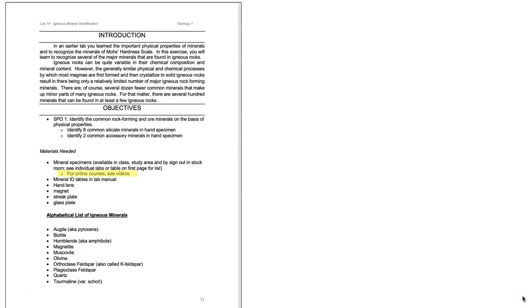Now, unfortunately, because we're doing an online class, you're going to have to do this through watching videos, and you will not need any of the items listed here to do the identifications. I'll get to how to access the videos in just a moment. You are going to need your mineral identification tables that are in your lab manual and found between pages 148 and 157. Let me remind you about those pages.